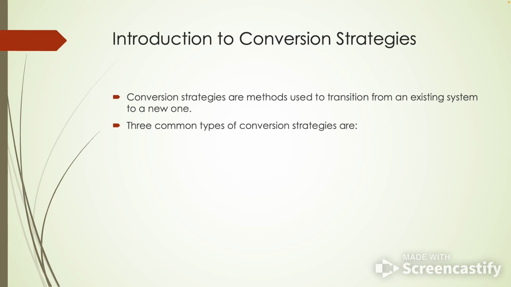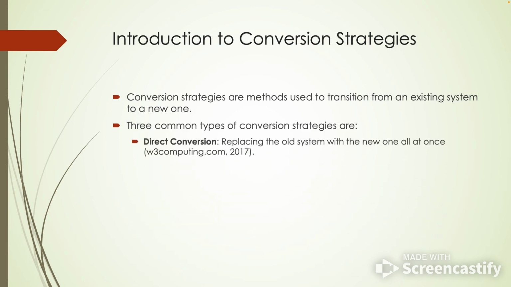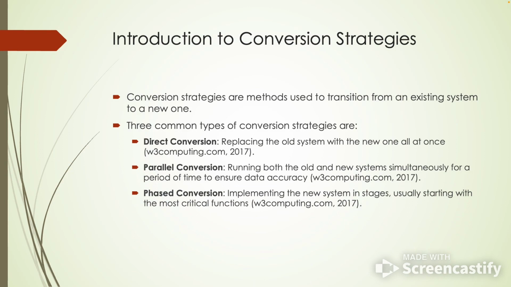In this slide, we're going to talk about the conversion strategies. Conversion strategies are methods used to transition from an existing system to a new one, with three common types being direct conversion, parallel conversion, and phased conversion. Direct conversion involves replacing the old system all at once, parallel conversion runs both the old and new system simultaneously, and phased conversion implements the new system in stages, starting with the most critical functions. Each method has its own advantages and disadvantages, and the best approach will depend on Mystic Brewery's specific needs.